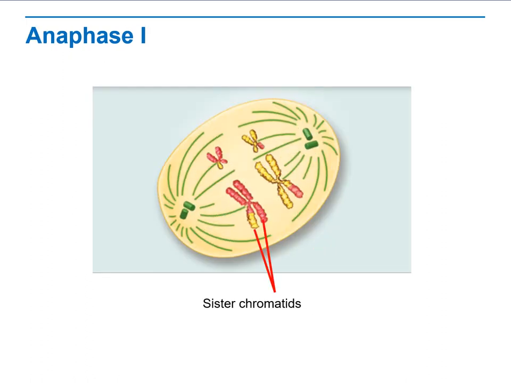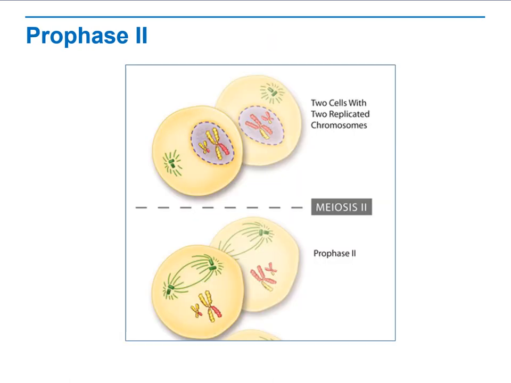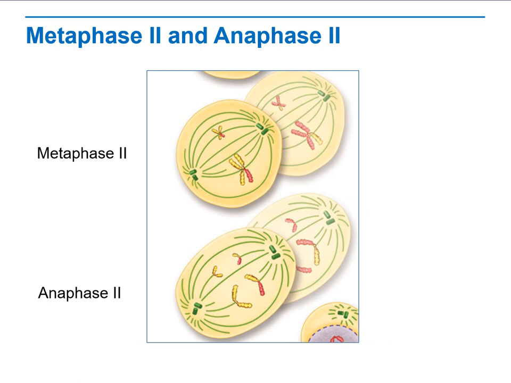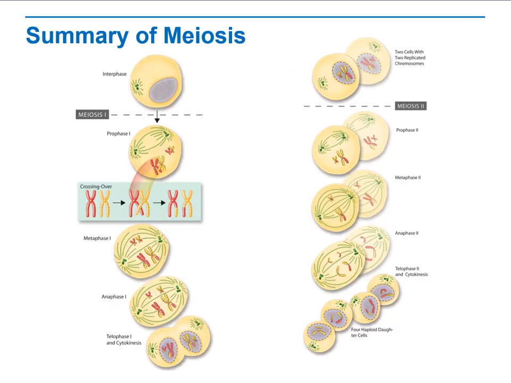Metaphase 1 is also the same. Anaphase 1, the same. Telophase 1 and cytokinesis, also the same. Now, when we go to prophase 2, which is meiosis 2, here we will start to find the difference between the two chromosomes that went through the crossing over. You will see how metaphase 2 and anaphase 2 recur with two different characteristics for each chromatid. And then the product of meiosis will be four different daughter cells that have half the normal chromosome number, which is 23 chromosomes instead of 46.